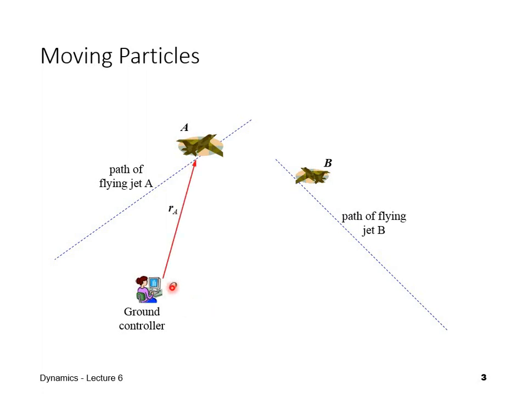The red arrow directing to A is named RA, which is the position vector of plane A relative to O, to the ground controller, while the RB, a red arrow directing to plane B, is the position vector of B relative to O, to the ground controller.